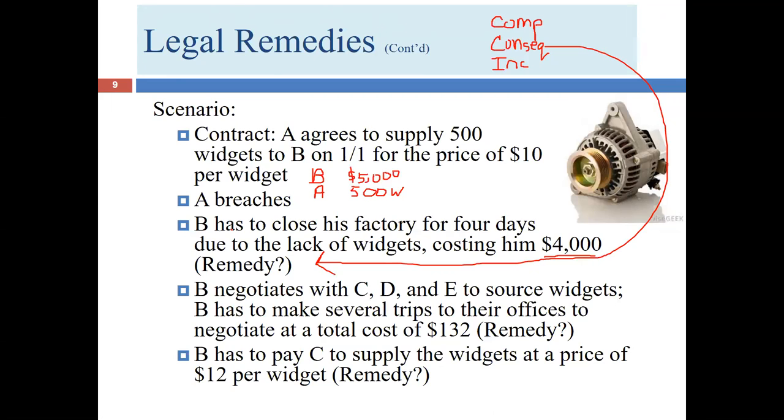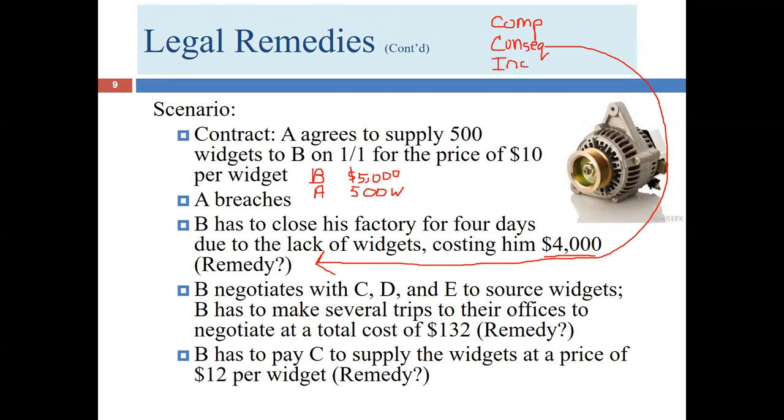But it is a consequence. I mean, if A had provided the 500 widgets on time as he was supposed to, B wouldn't have had to close his factory and he wouldn't have incurred the cost of $4,000. So it's clearly a consequence, but it's not an inevitable consequence. Let's go to the next item.